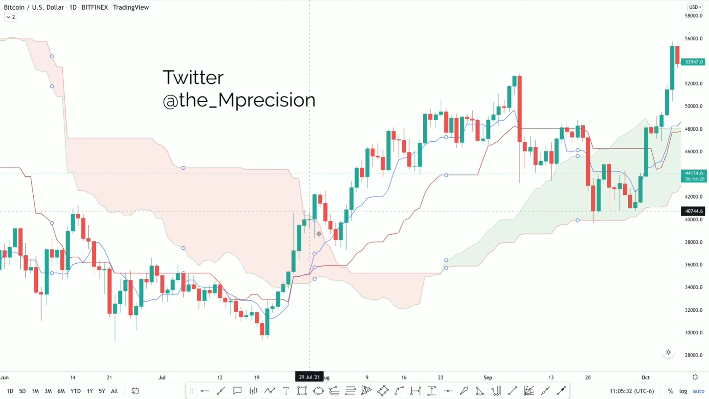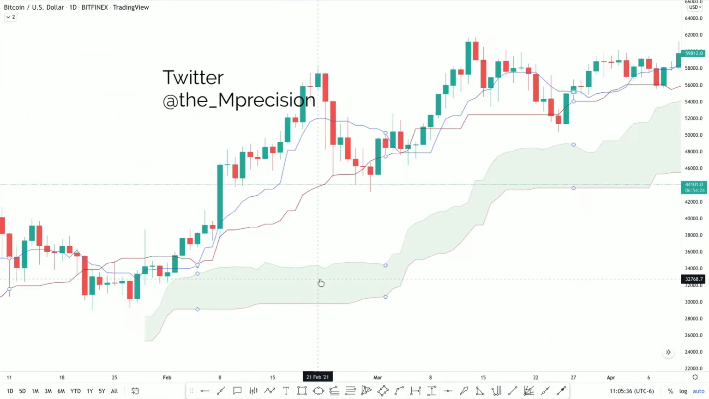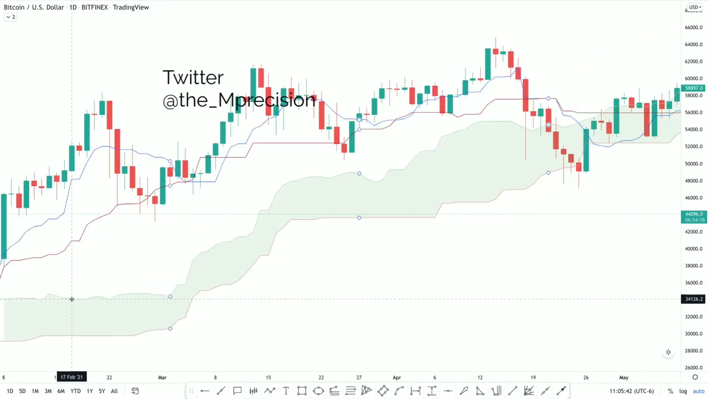So let's consider this, right? We will start the whole journey from here. Okay, let's do it. I'm on a daily trade. I'm looking at daily candles. And this is the point we start.